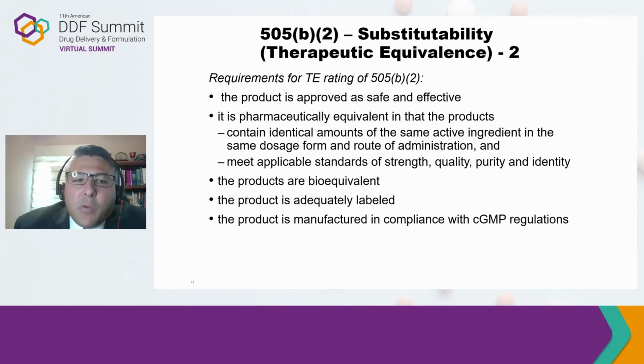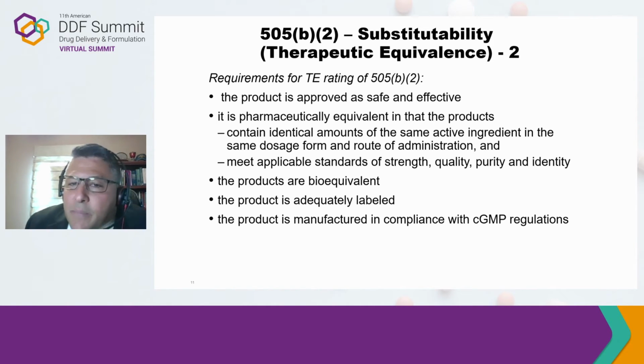A little bit more on therapeutic equivalence, requirements for TE ratings of 505(b)(2)s: the product is approved as safe and effective. It's pharmaceutically equivalent in that the product contains identical amounts of the same active ingredient in the same dosage form and route of administration, and meets applicable standards of strength, quality, purity, and identity. The products are bioequivalent, products are adequately labeled, and the product is manufactured in compliance with CGMP regulations. So that's a little bit more substance around the therapeutic equivalence.